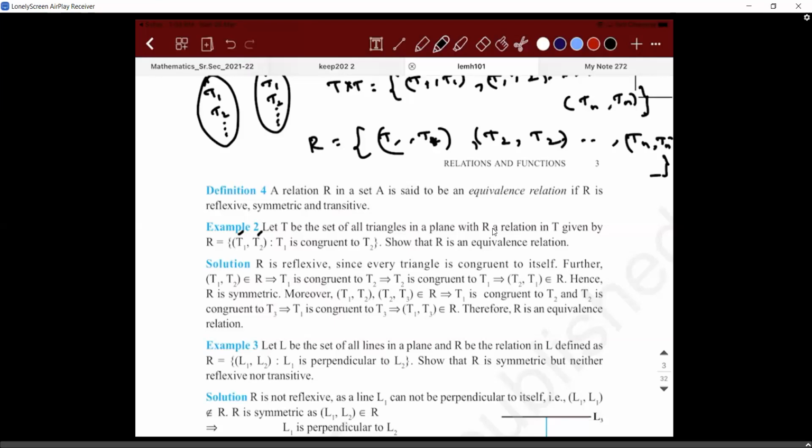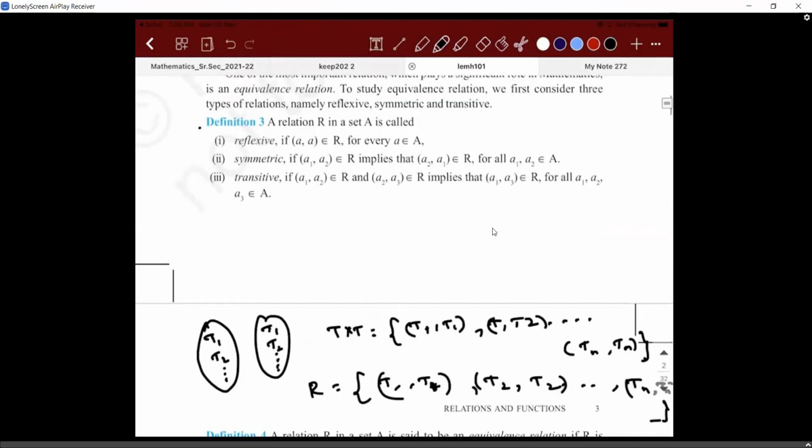One last thing we'll see and we'll wind up. Next is symmetric. The name itself is suggesting. Symmetric means something like a mirror image. If 1, 2, then you write 2, 1. So if 1, 2 is an ordered pair, then 2, 1 is a symmetric ordered pair. Right?